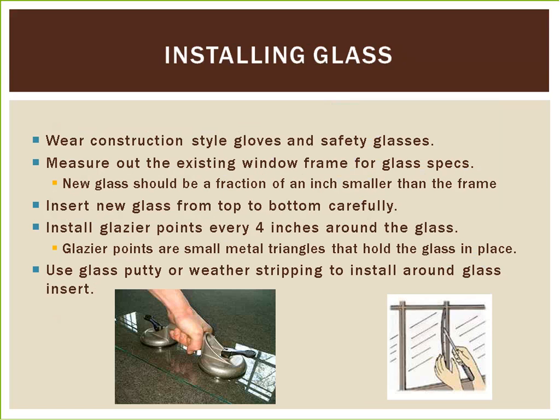New glass should be a fraction of an inch smaller than the frame. Insert new glass from top to bottom carefully. Install glazier points every 4 inches around the glass. Glazier points are small metal triangles that hold the glass in place. Use glass putty or weather stripping to install around glass insert.